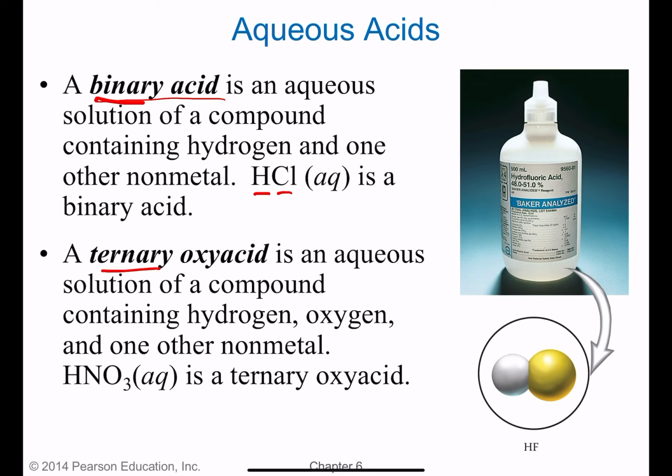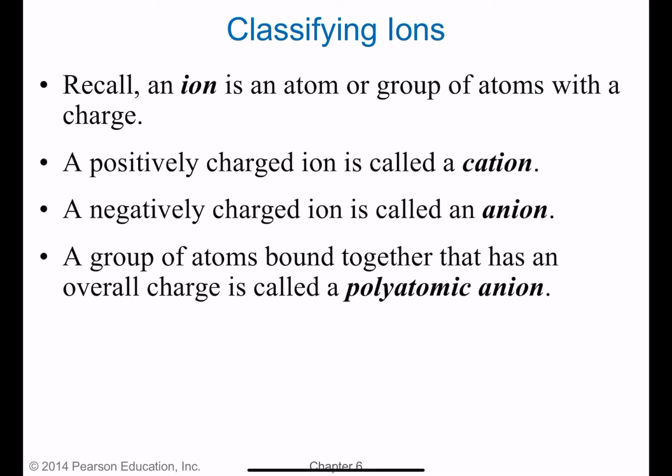And then ternary, as you might have guessed, we have 3 elements, so hydrogen, nitrogen, and oxygen. We have 3 elements, and oxyacid, because all of these examples that we're going to see have oxygen as one of those 3 elements. So they all contain hydrogen, oxygen, and one other nonmetal. In this example, just a fun fact about hydrofluoric acid, it's considered a weak acid, but in extremely high concentrations like we have on the bottle here, it will dissolve your bones, and it's pretty scary stuff. That's just an interesting fact.